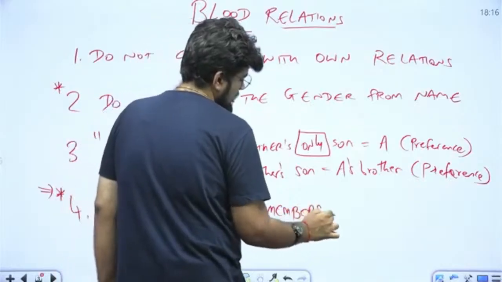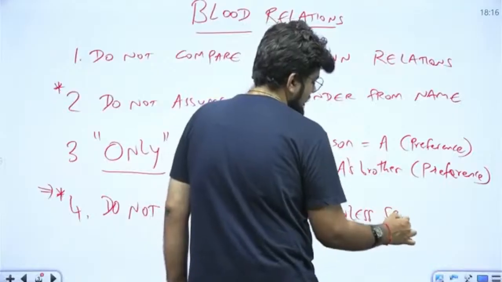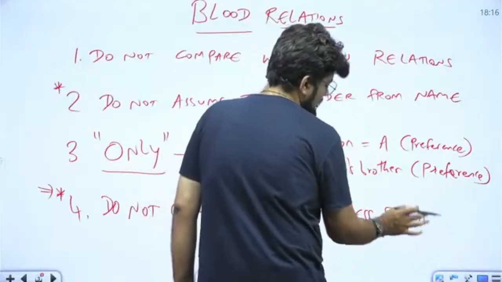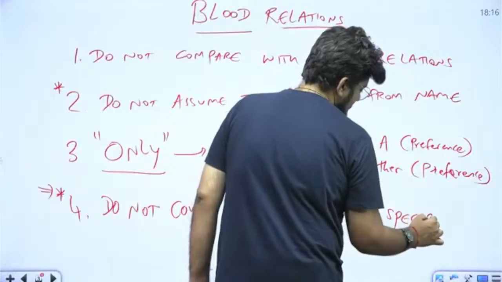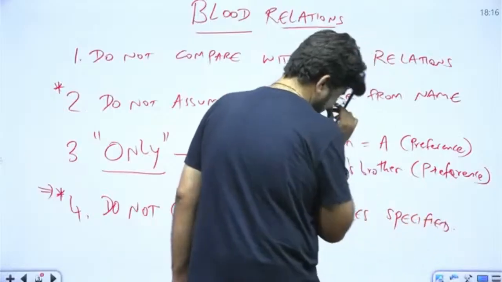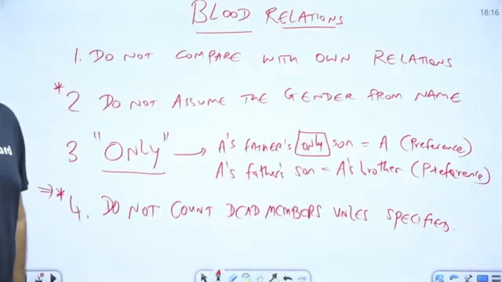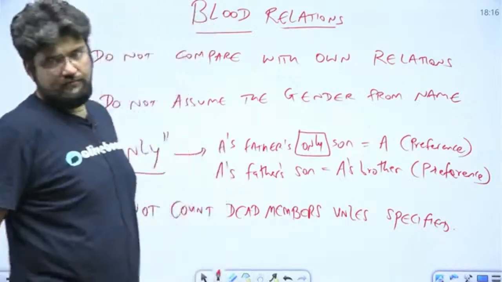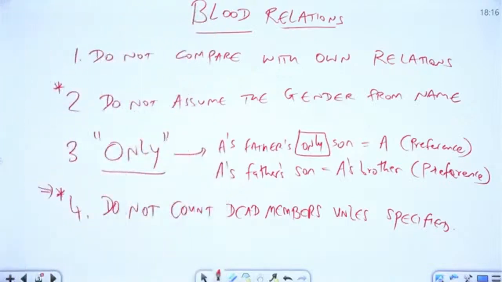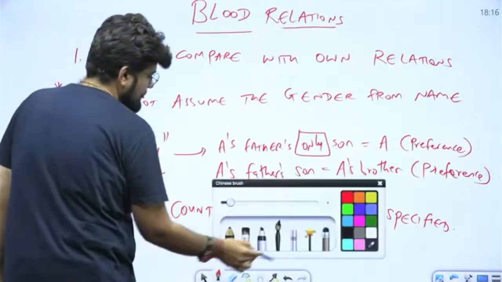Unless specified. Maybe in the question, after giving you this question, they might say, how many male members are there in the family, including dead members. Living and dead. It can be written as how many male members are there in the family, bracket living and dead. So then you have to count. Okay, so these are the do's and don'ts which I want you to remember.